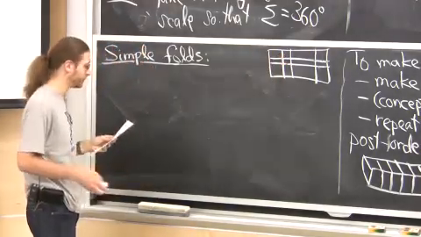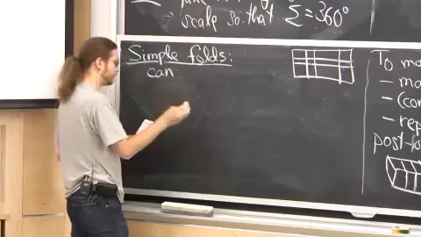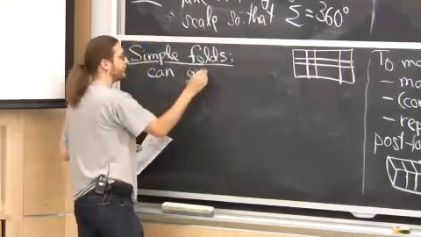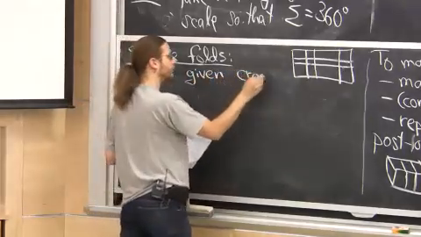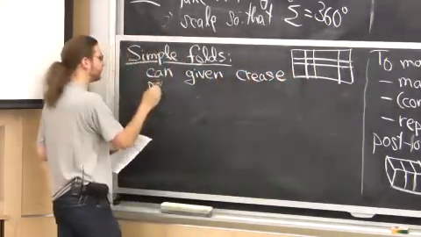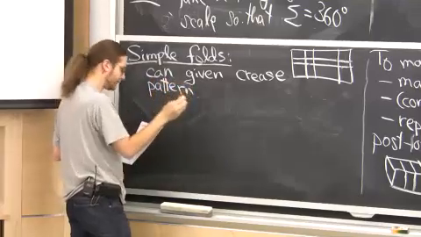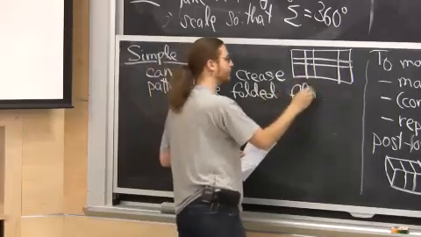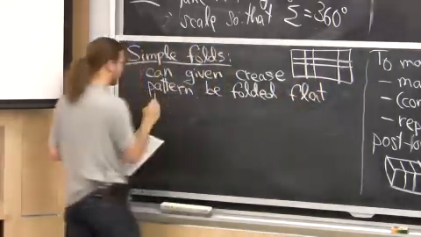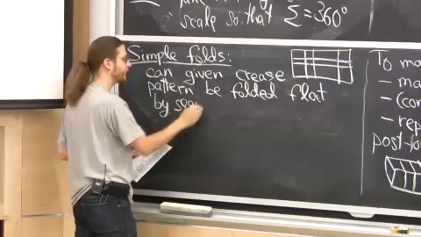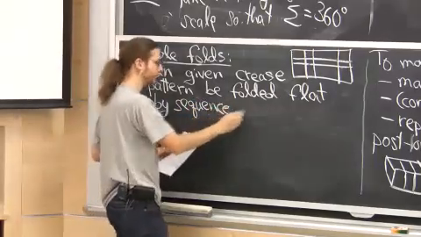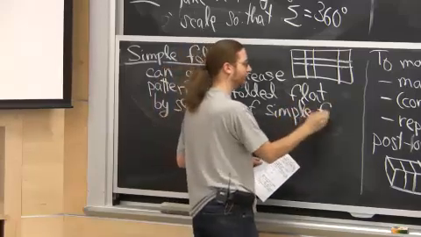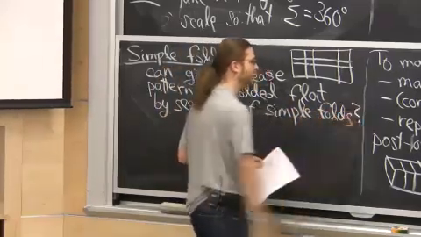For another situation, which is when the polygons are not just rectangles but are a little more general, then it becomes NP-hard. So in general, the problem is, given a crease pattern, possibly with mountain-valley assignments, doesn't really matter, can it be folded flat by simple folds? So by a sequence of simple folds. Initially, we thought maybe this problem was polynomially solvable because simple folds are so simple. We were wishful, but it's not true.